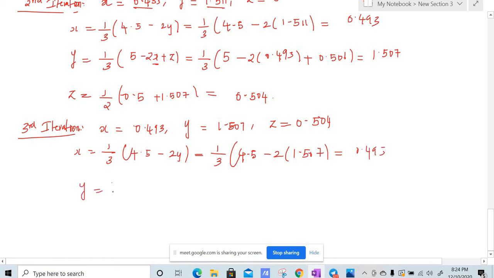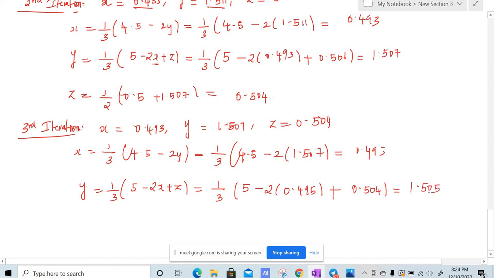And our y is 1 by 3 times (5 minus 2x plus z). It will be 1 by 3 times (5 minus 2 into 0.495, you should choose the updated, latest value of x, plus z, which is 0.504). This will be 1.505. And z is 1 by 2 times (minus 0.5 plus y), which will be plus 1.505, and this will be 0.503. Now you can see up to 2 decimal places this is correct, right?